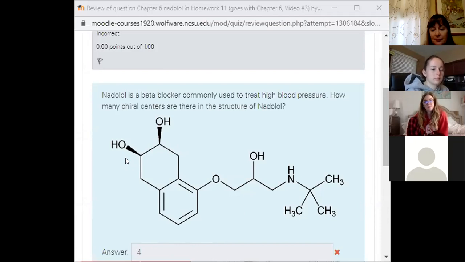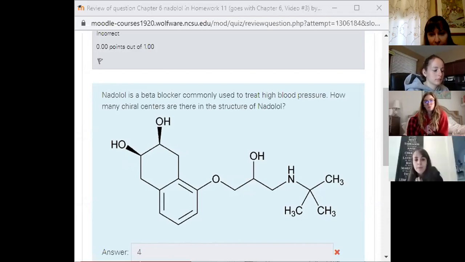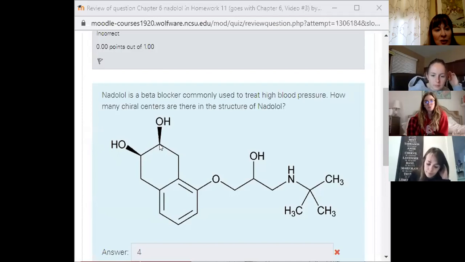Okay. I have a question about that. Yeah. So for both of those two OH groups, why would it be chiral if it itself is an OH and then it goes to a carbon with another OH? That's a good question. See, are you looking at this carbon here? Mm-hmm. Do you see how this OH is directly attached to this carbon?